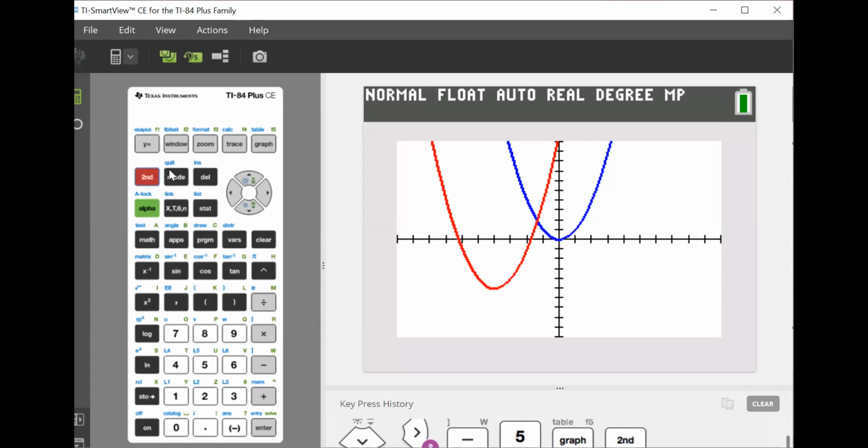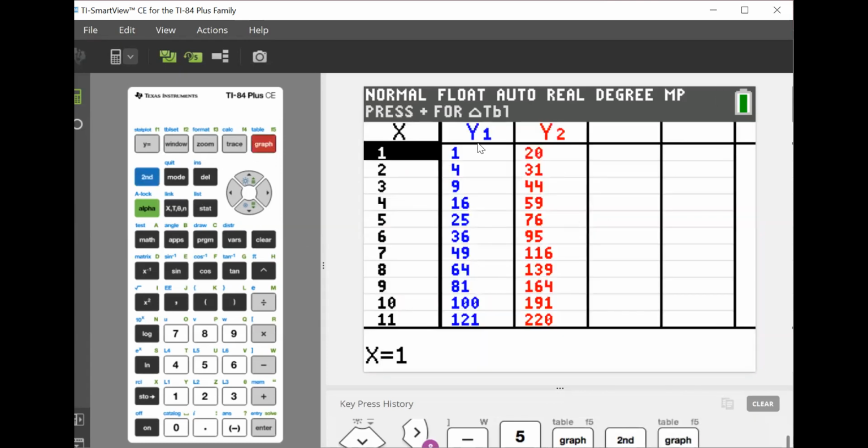To compare, you can always go to Table, and the blue table would give you the y values of that basic function. But the red graph, it would be your new function, g of x, that shifted everything left 4 and down 5.